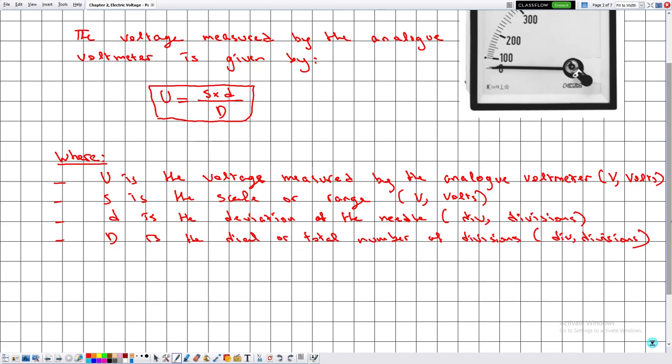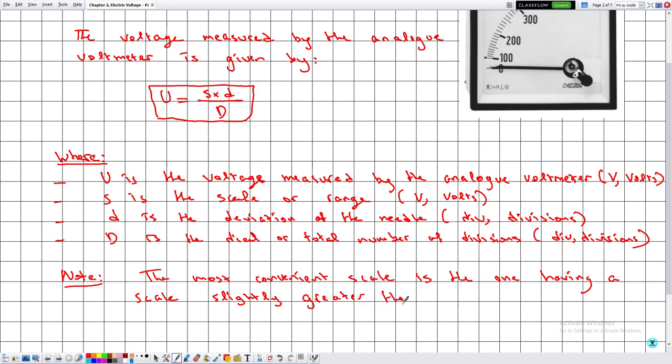And here let me specify an important note, related to the most convenient scale. So what is the most convenient scale? For an analog voltmeter, it is the one having a scale S slightly greater than the value to be measured.